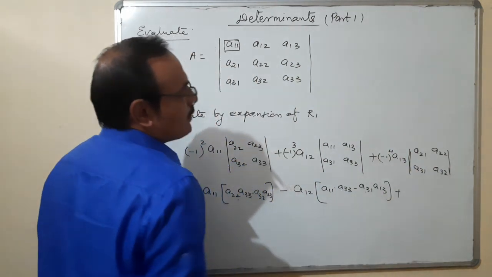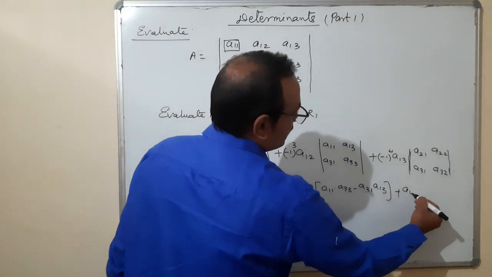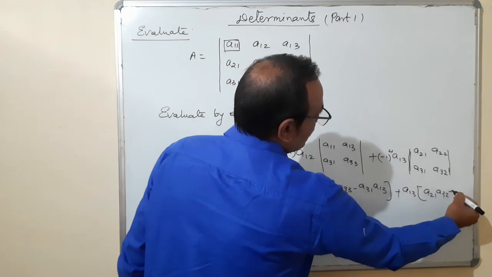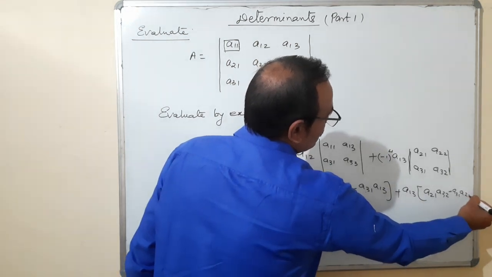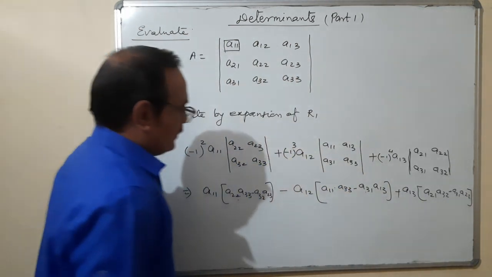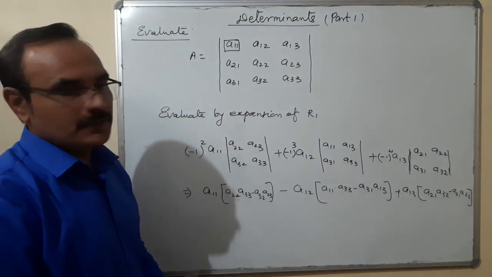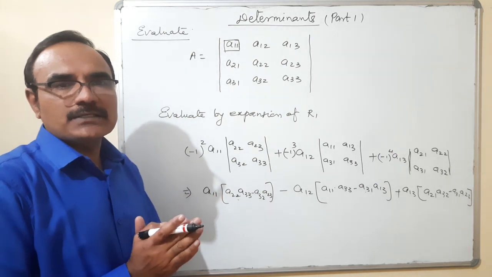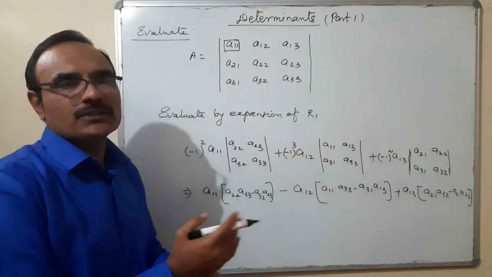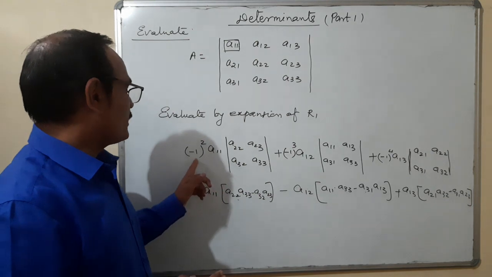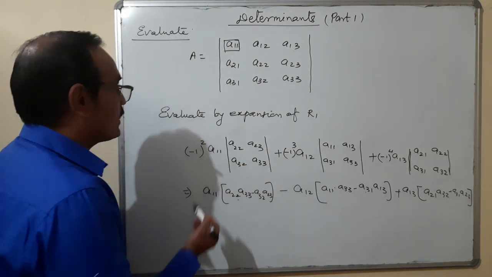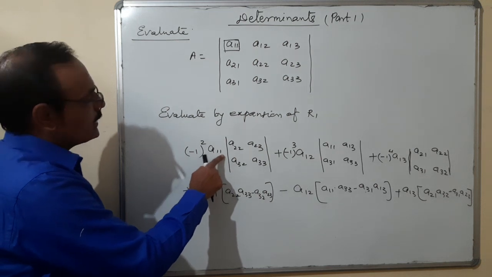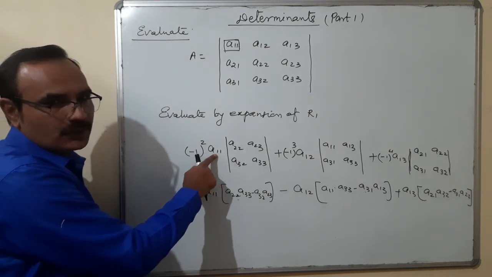Plus minus 1 to the power 4, that is positive, A13 times (A21 A32 minus A31 A22). This is the answer, the value of the matrix A. So this is the expansion of a 3 cross 3 determinant. In the same way we can find the value of a 4 cross 4 determinant. But remember the term minus 1 to the power of the sum of these two indices, which indicate the element position. 1, 1 means the element situated at the first row and first column.